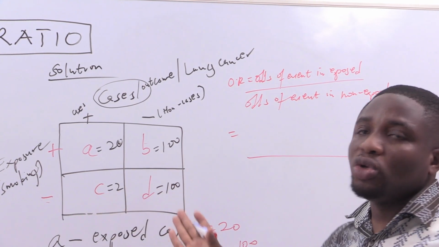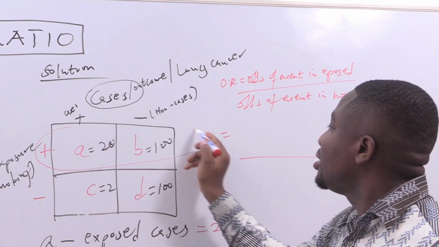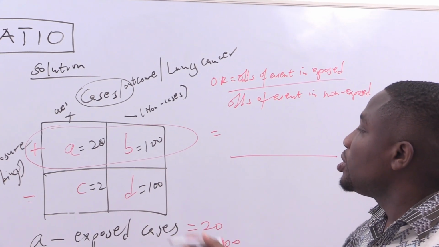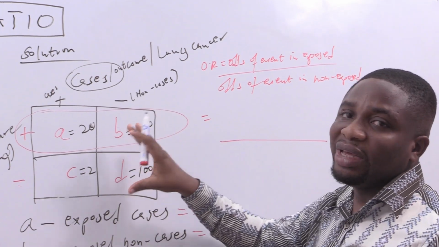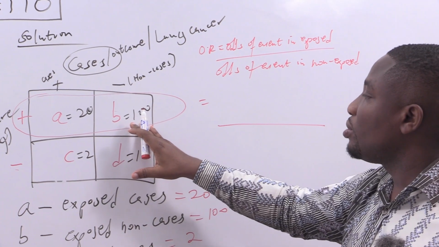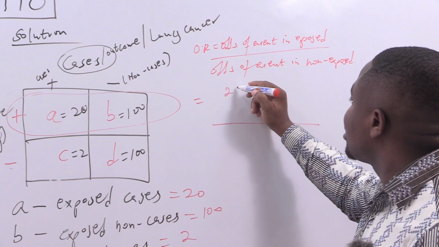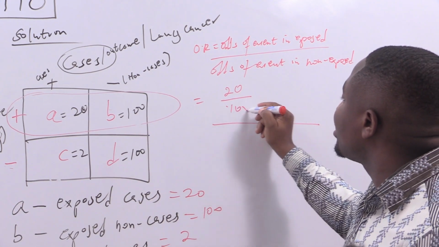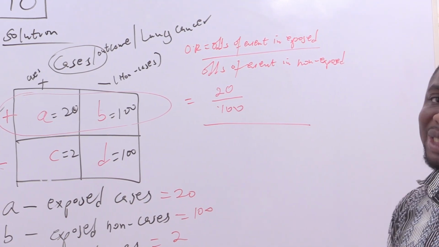So we'll look at the exposed column. Where is the exposed row? The exposed row is here. You can see here. This is the exposed row. Those who have been exposed. So total number of people that have been exposed is 20 plus 100. But out of these numbers that we have, only 20 developed and 100 did not develop. So that will become the number of exposed cases over number of exposed non-cases, which will give us what? 100. Then we'll go to the denominator, which is going to be odds of event in non-exposed.